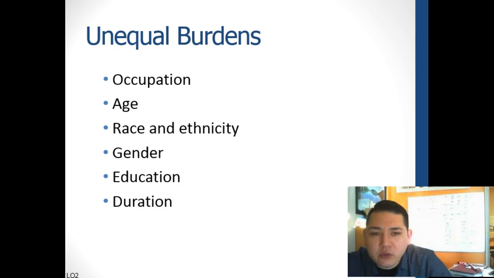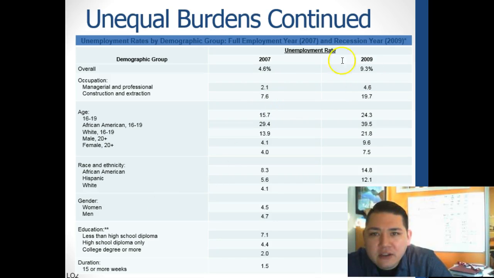The long-term unemployment rate, which is 15 weeks or more, is much lower than the overall rate, although it increased from 1.5% back in 2007 to 4.7% in 2009. And here are just some statistics on this. Feel free to use this when we're looking at the discussion board for this week, talking about black unemployment.